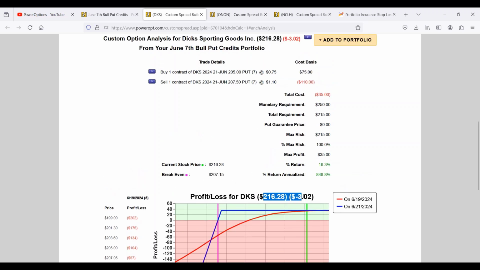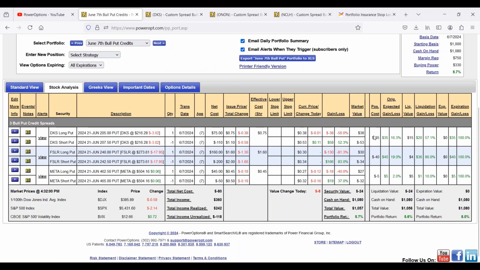The stock's still trading at 216, even with a $3 drop today. And as we saw in the portfolio, only 57% of the expected profit so far. So I'm not going to close this one. I'm going to hold it longer.